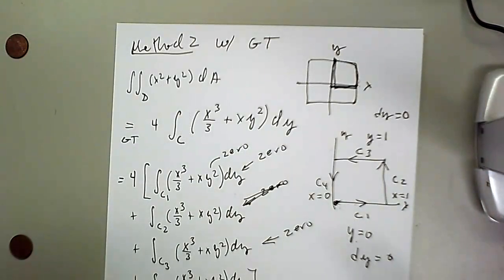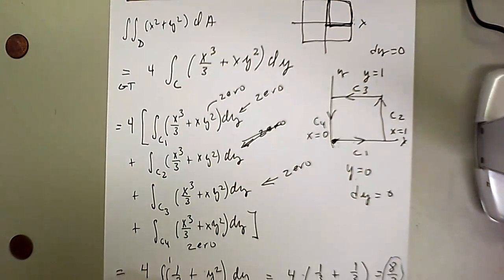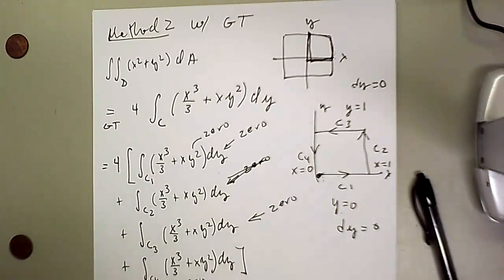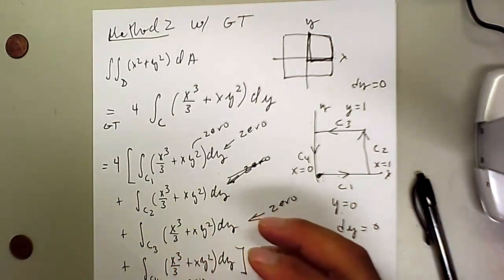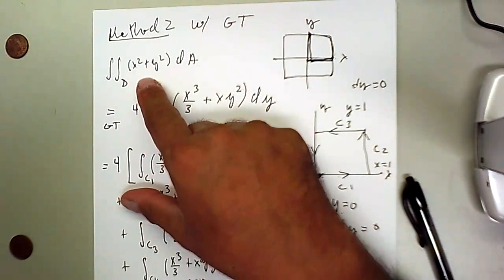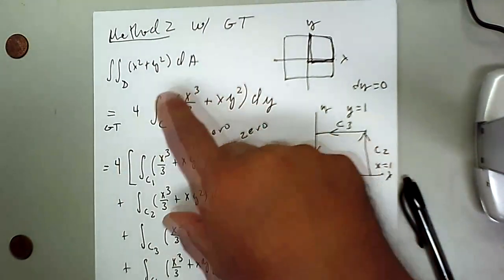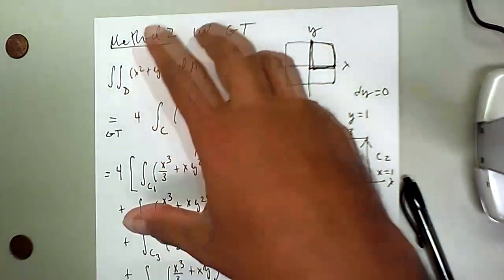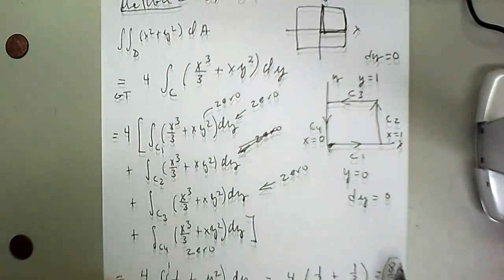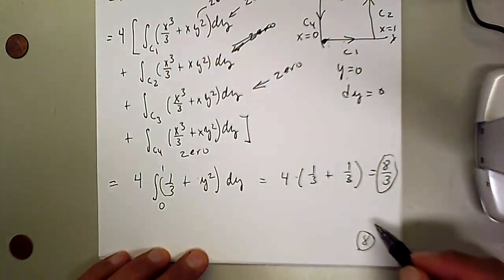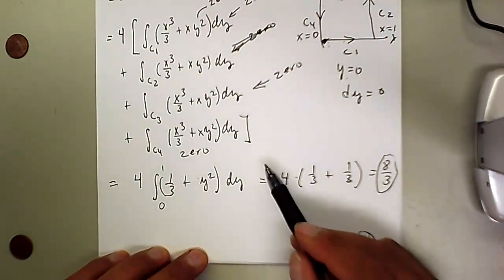So the bottom line is, when you're using Green's theorem, we do not know necessarily in advance which one of the two sides of Green's theorem is going to be easier. The double integral could be easier than the line integral, or vice versa. Maybe the line integral is easier, or maybe they're about the same amount of work as we did in one of the examples.